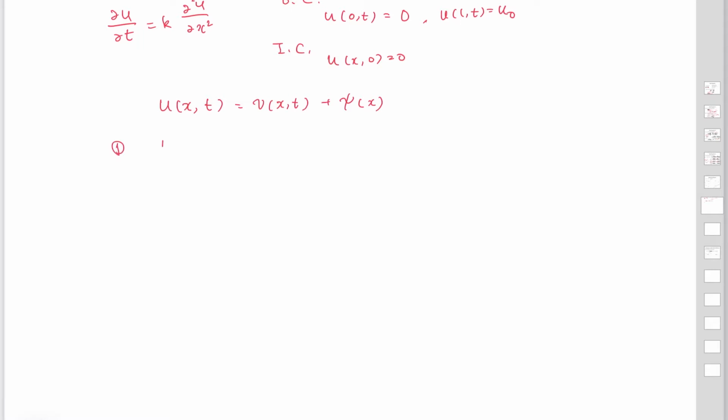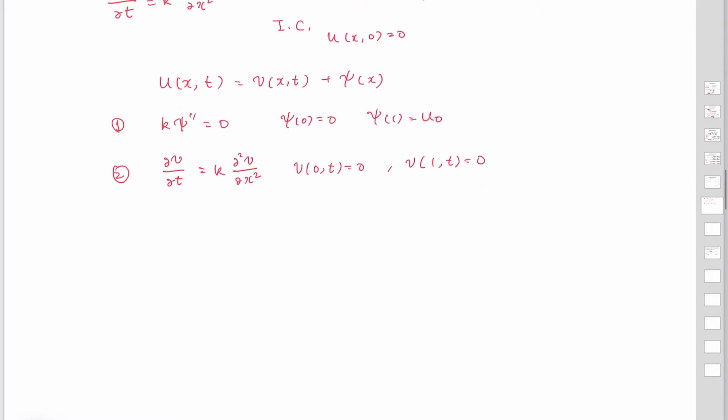First equation: k psi double prime equals 0. As boundary conditions, psi 0 is 0, psi 1 equals u sub 0. For the second equation for v, round v round t equals k second derivative of v with respect to x. For the boundary conditions, v(0,t) equals 0, v(1,t) equals 0. For the initial condition, v(x,0) is minus u sub 0 x.